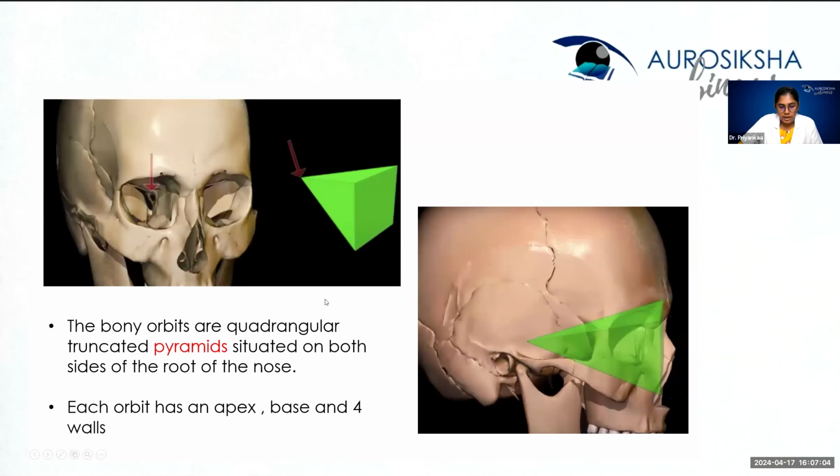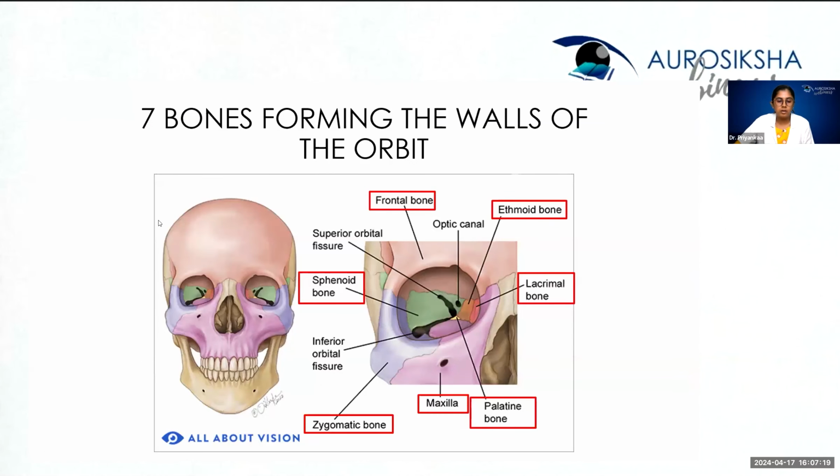Since it is a pyramid, it will have an apex, a base, and 4 walls. The apex of the orbit is towards the inner side of the eye, and the base is the one which is in the outer part. Moving on to the bones forming the walls of the orbit, as I have already mentioned, the orbit is made up of 4 walls, and there are 7 bones which contribute to all these walls. I'll name each bone separately.